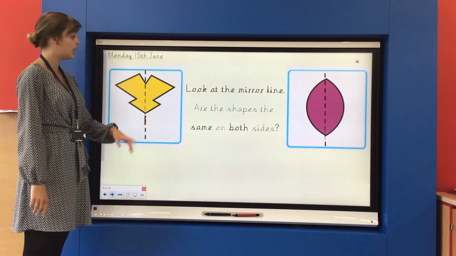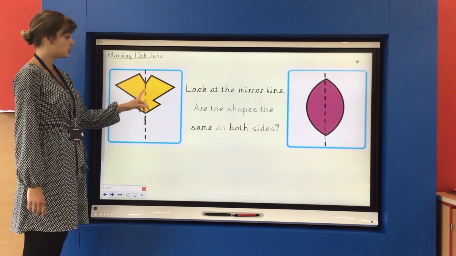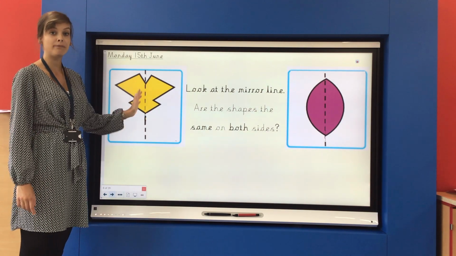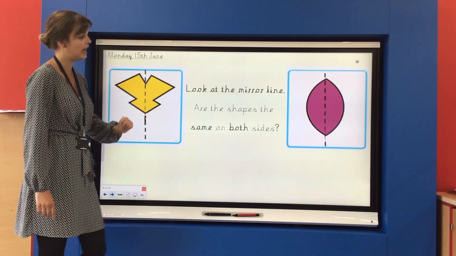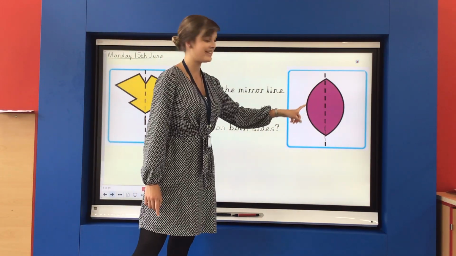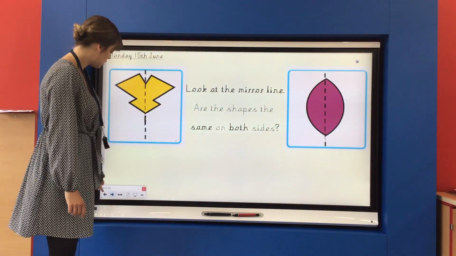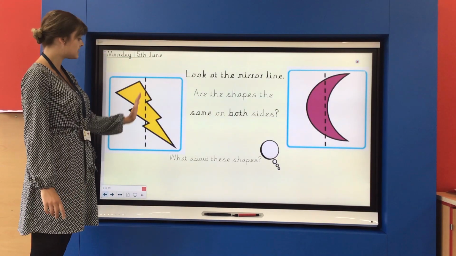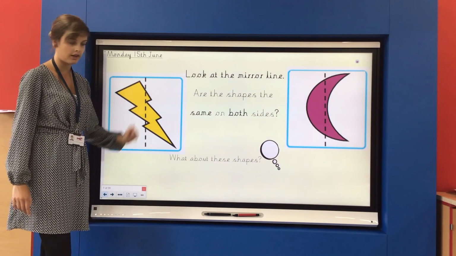You are correct, because for this shape to be exactly the same on both sides, it needs to look like this. And that would mean it does have a line of symmetry. The same as this one, it is the exact same on both sides. Whereas before, it was different. So these shapes and this line is not a line of symmetry.